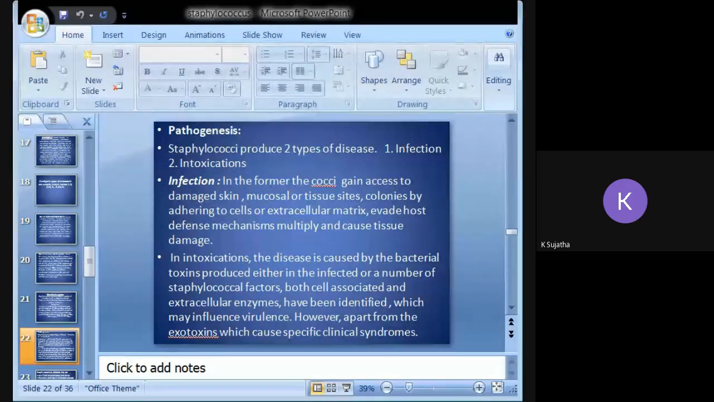So first, infection. Through dust particles or contaminated items, this bacteria enters the human body and releases five types of cytolytic toxins and enzymes, the coagulase enzyme also. These five types of cytolytic toxins damage the red blood cells, muscles, mucosal tissues also.